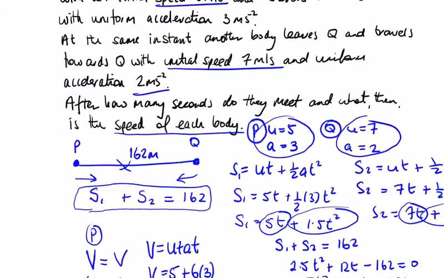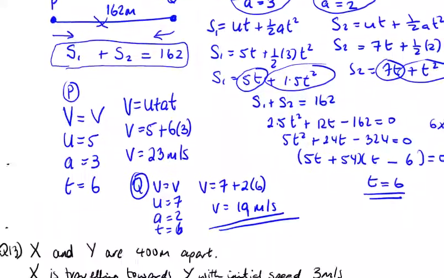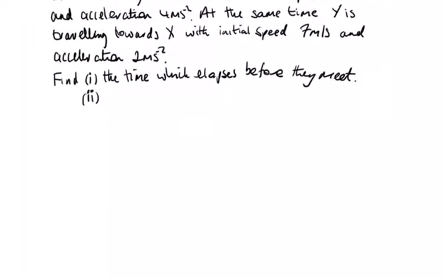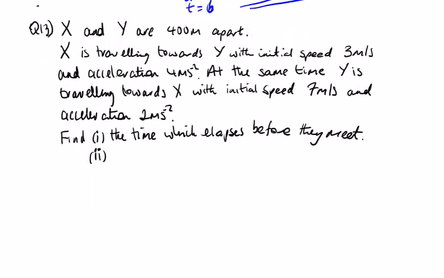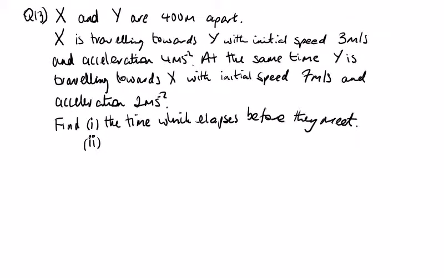What question was that? 11? 12. Okay, 13. And I think I've left 14 out for a future examination question for you guys. So this is question 13, the final one in this video. X and Y are 400 meters apart. You can see it's the same type of question.